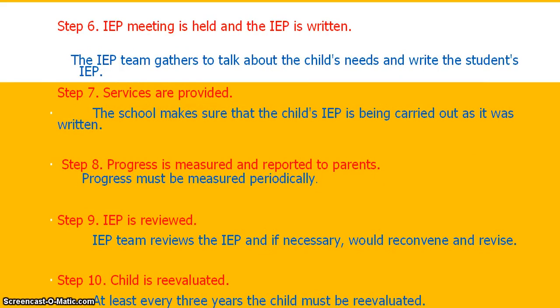Step 6. IEP meeting is held and IEP is written. The IEP team gathers to talk about the child's needs and write the student's IEP. Step 7. Services are provided. The school makes sure that the child's IEP is being carried out as it was written. Step 8. Progress is measured and reported to parents. Progress must be measured periodically.